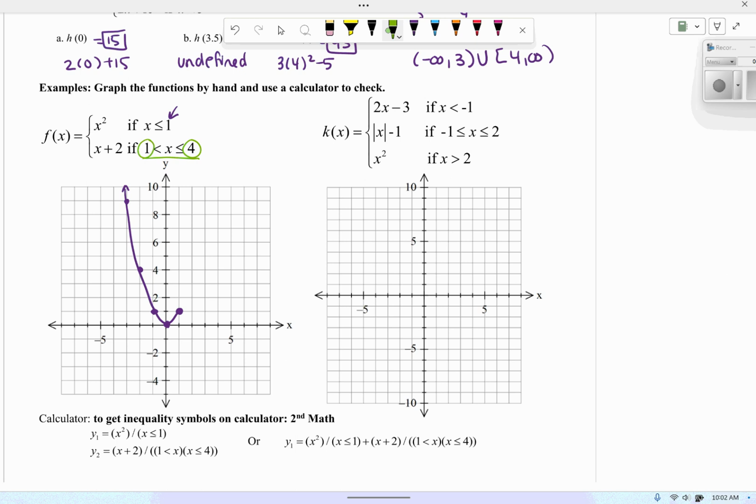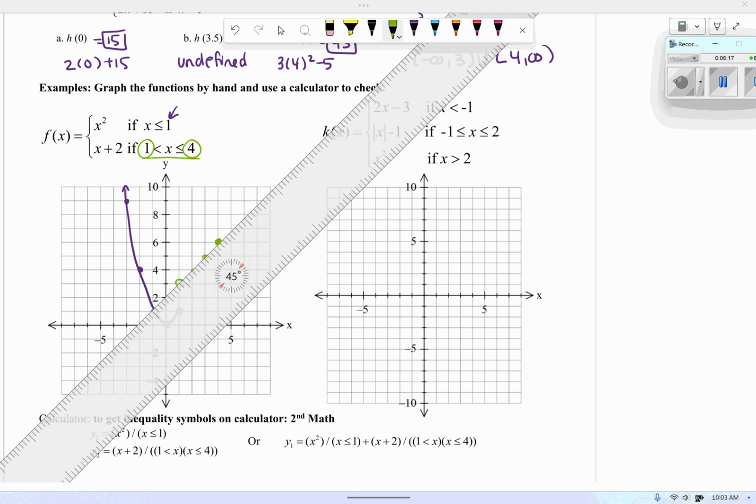If I plug 1 into my equation, 1 plus 2 gives me 3. So at (1, 3), I have an open circle. And then I'm going to use 4. If I plug in 4, 4 plus 2 gives me 6, and that's a closed circle. Of course, you can see this is just a linear function, so the slope of the line is 1. We can just go up 1 over 1, and then we're going to use our ruler to connect those values.